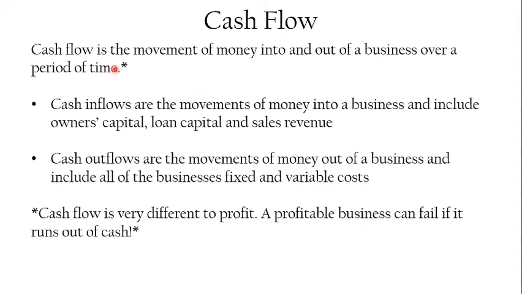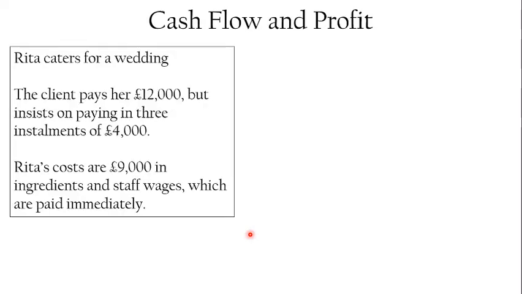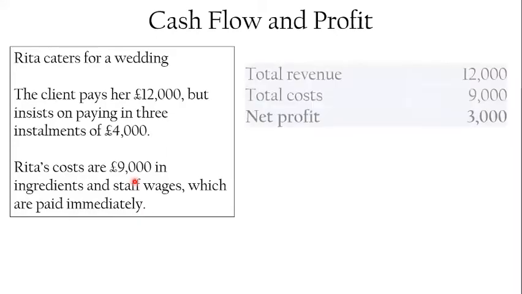Cash flow. This is the movement of money into and out of a business over time. Cash flow is very different to profit. A profitable business can fail if it runs out of cash, so this is a crucial topic. I'll give you an example. Rita is a wedding caterer. Her client pays her £12,000 and insists on paying 3 instalments of £4,000. Rita's costs are £9,000 in ingredients and staff wages, which are paid immediately.